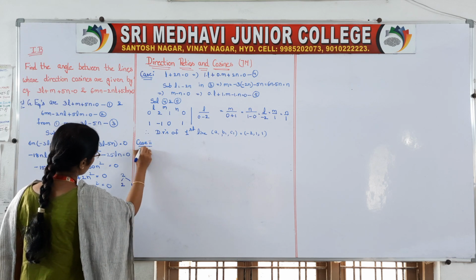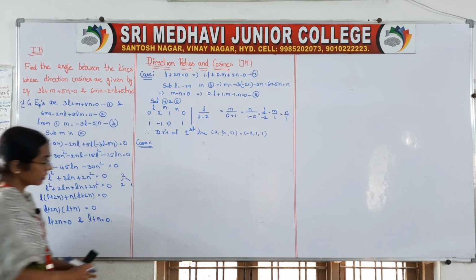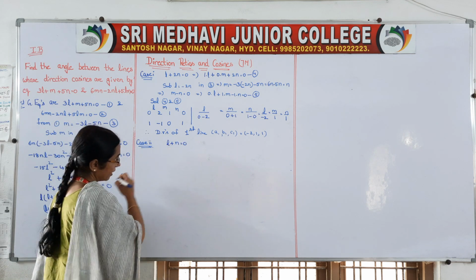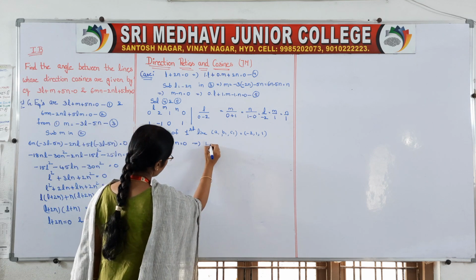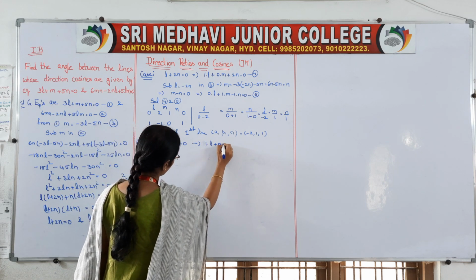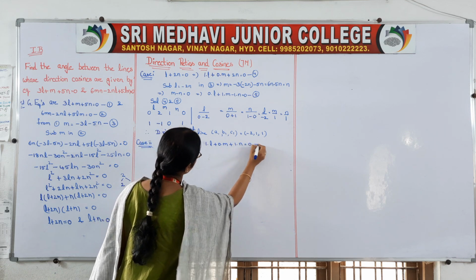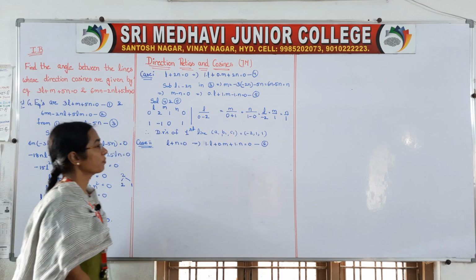What is that second value we got? Here we got L plus 2n is equal to 0 for the first case, and L plus n is equal to 0 is the second case. Again try to write it in LMN form: 1 into L plus 0 into M plus 1 into N is equal to 0. You consider this as the sixth equation.